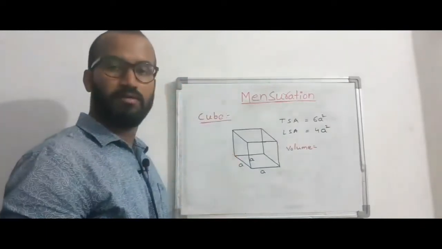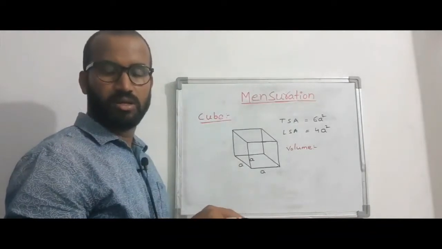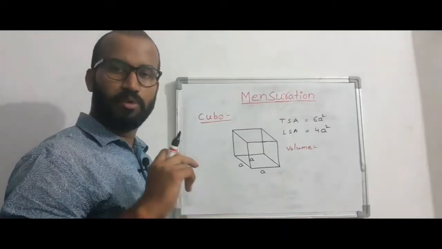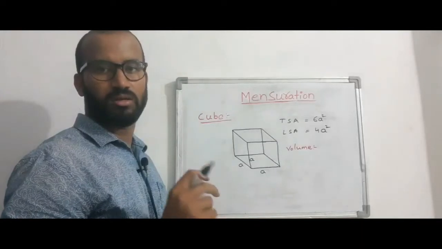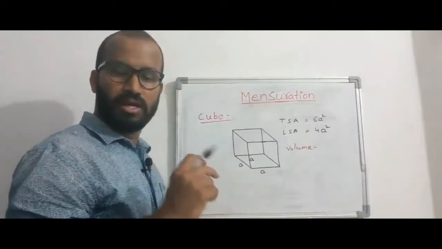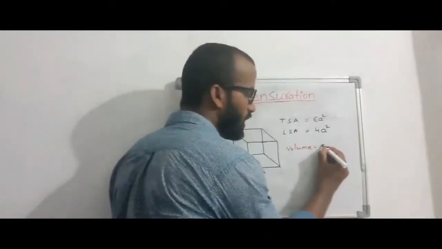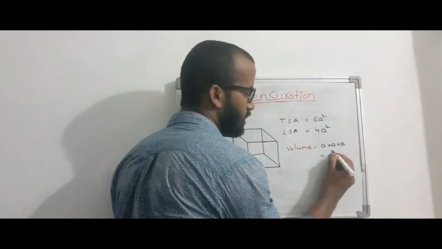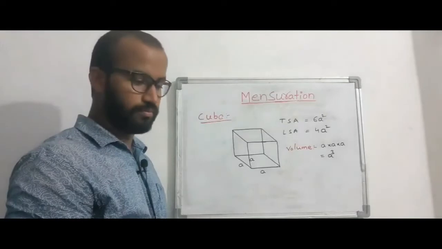Next we are going to calculate volume. If I keep one square sheet, the area will be A square. If I keep 2 square sheets, 2A square. If I keep such A square sheets, then A into A square. So A cube, A into A into A. A cube is the volume of a cube.